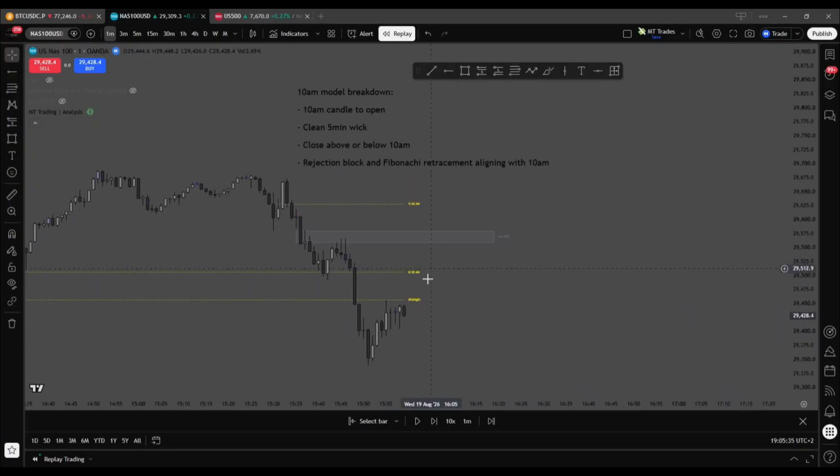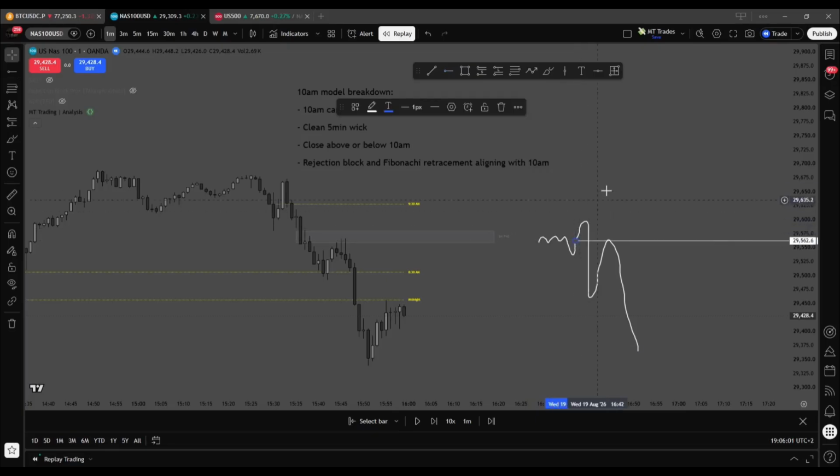Once the 10 a.m. candle opens, what we need next is a clean 5-minute wick. Let me explain what I mean by that. So, for example, for a short setup, which means betting that the market will go down, we need a wick to the upside and then close below 10 a.m. open, retest, and then deliver it towards our take profit.